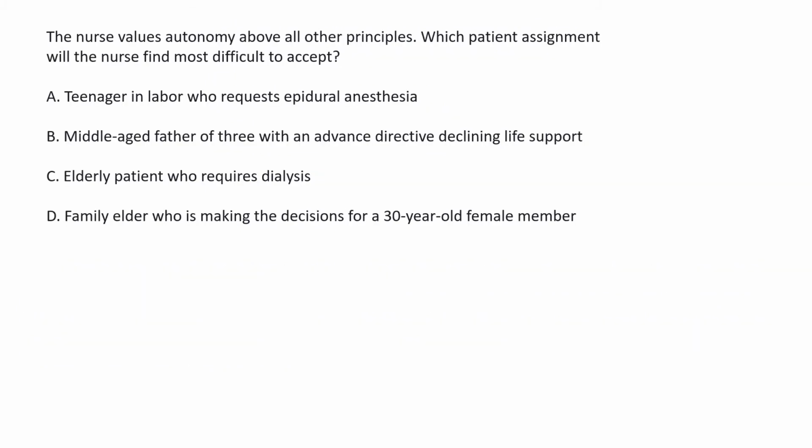The nurse values autonomy above all other principles. Which patient assignment will the nurse find most difficult to accept? A. Teenager in labor who requests epidural anesthesia. B. Middle-aged father of 3 with an advance directive declining life supports. C. The elderly patient who requires dialysis. D. Family elder who is making the decisions for a 30-year-old female member.